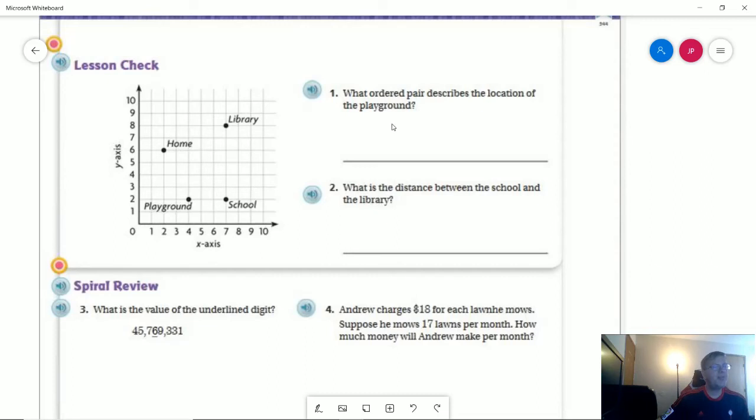So number 1 on the back, what ordered pair describes the location of the playground? The playground is right here. So we count over 4, count up 2, and that is going to give us the point 4, comma 2. And then number 2, what is the distance between the school, which is right here, and the library? So we are going to be heading north. If we were relating this to a map, we're going to go 1, 2, 3, 4, 5, 6 units.